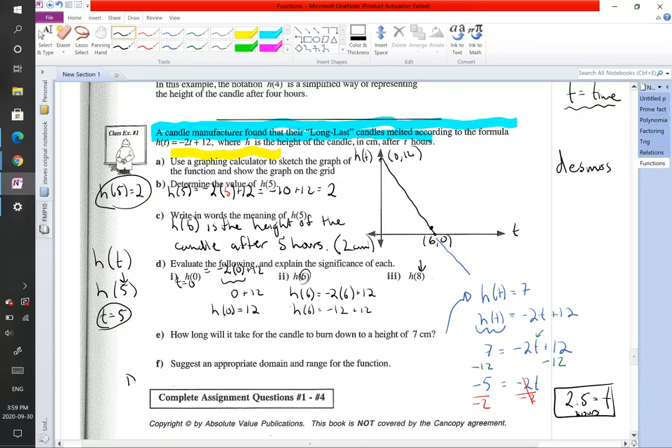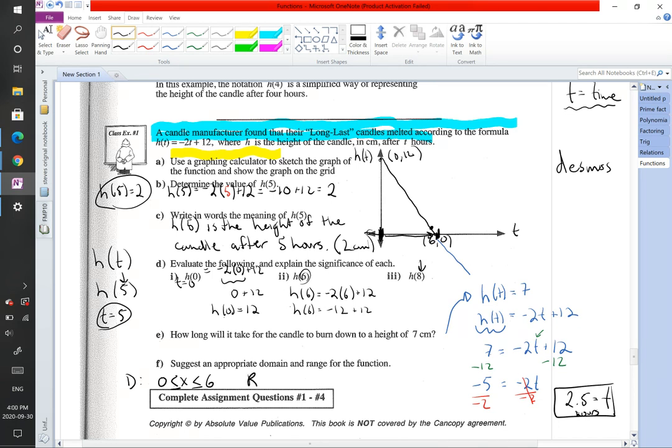Suggest an appropriate domain and range. We know domain is the x values. So basically, we don't want to have a negative time. So we want our x values to start at 0 and go up to 6. We don't need to go any further past 6 because that's our stopping point. We have no more values. So we can say x has to be greater than or equal to 0, and less than or equal to 6.